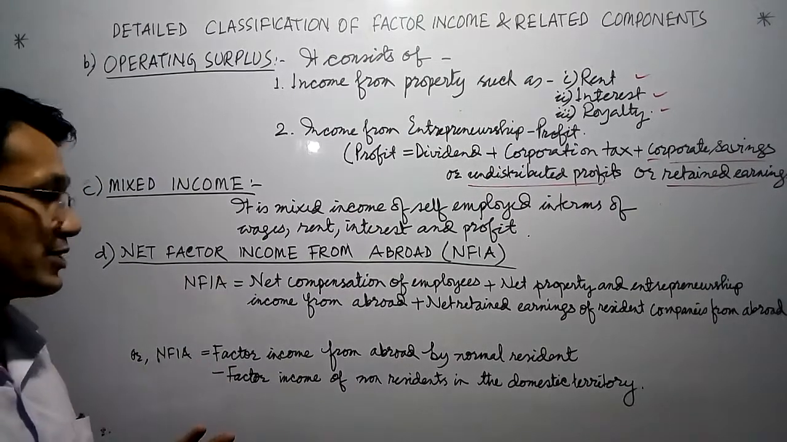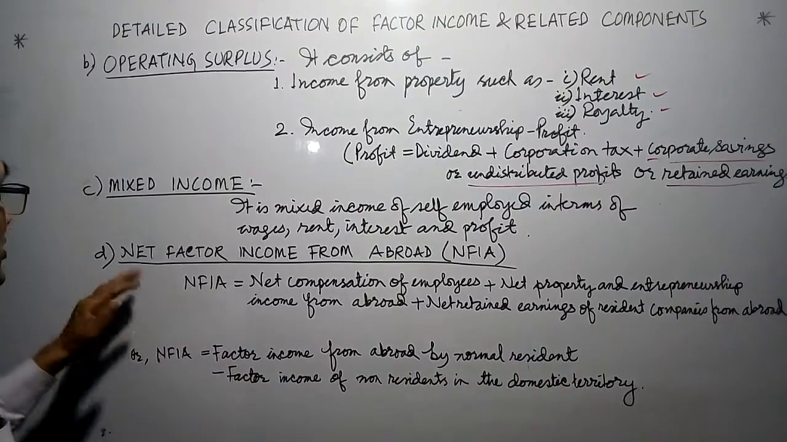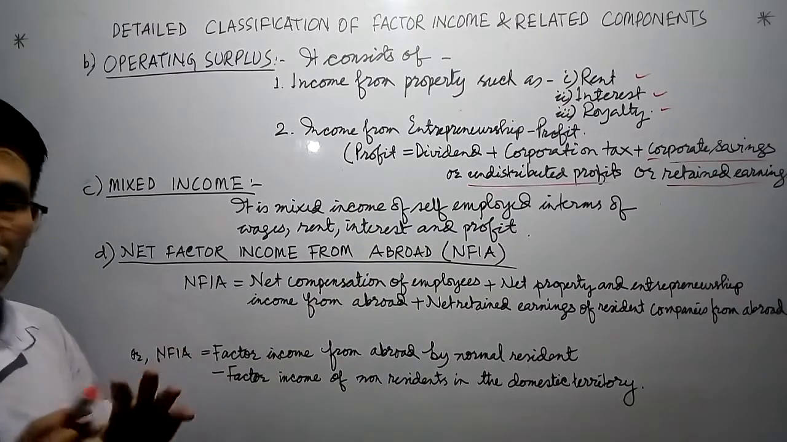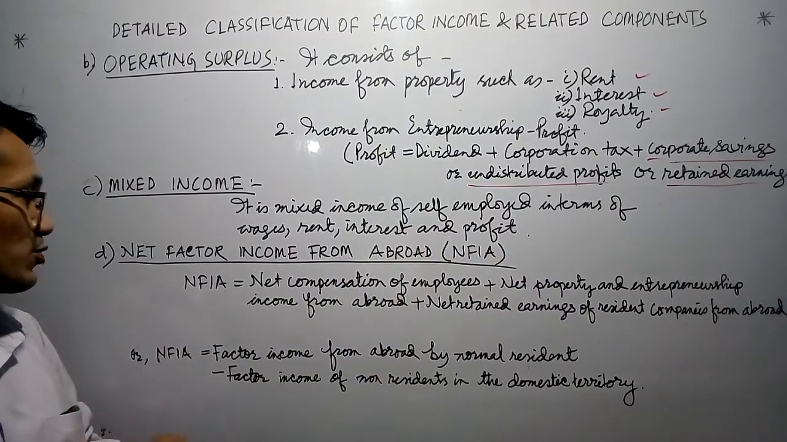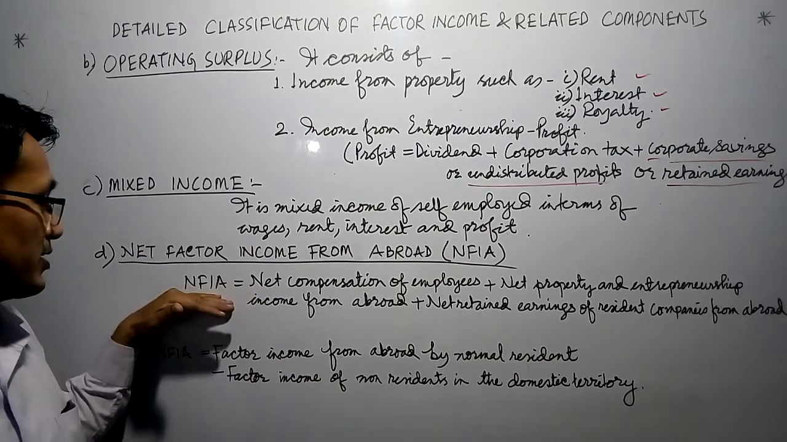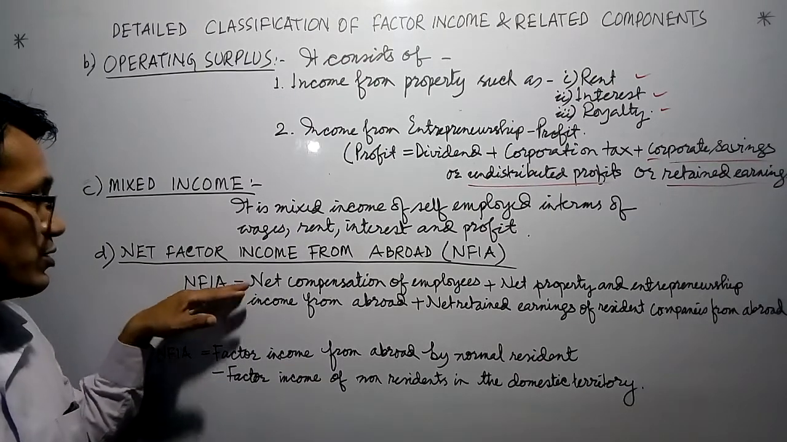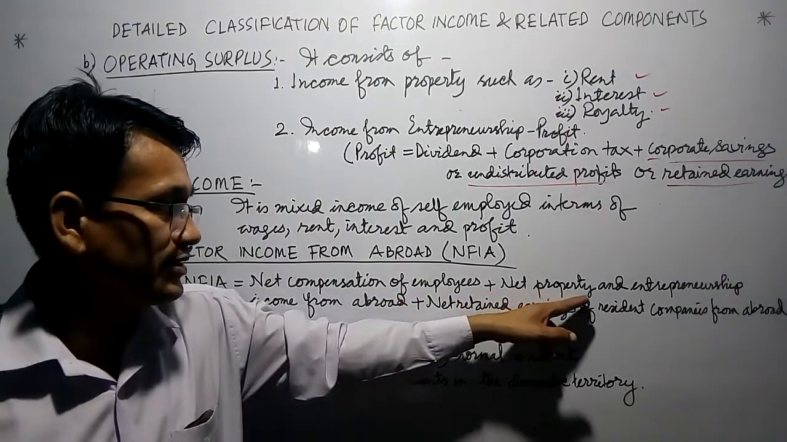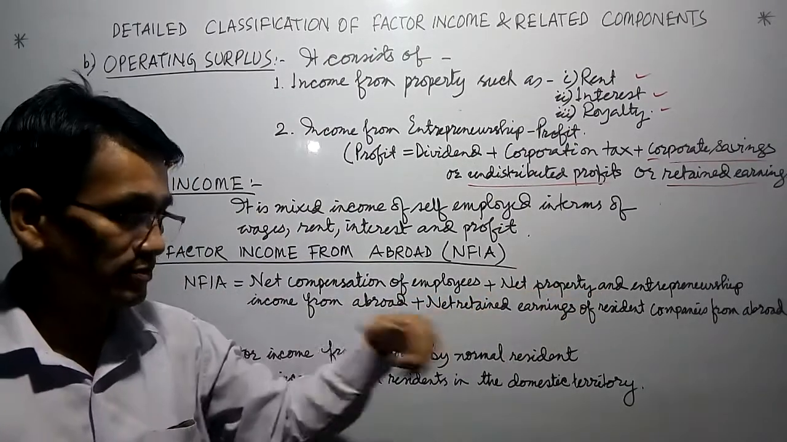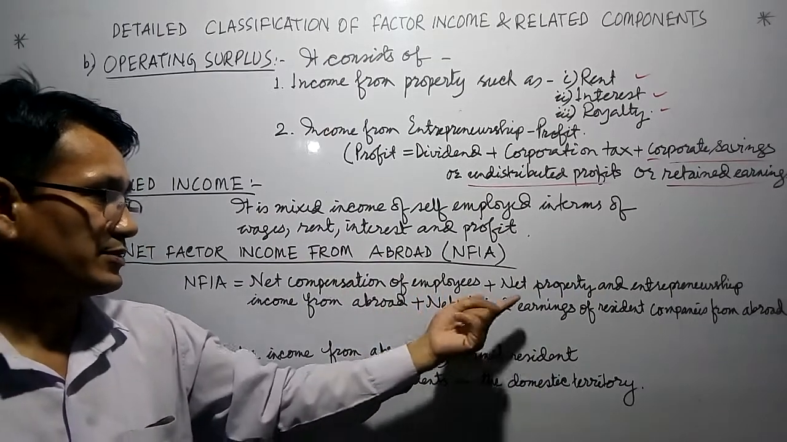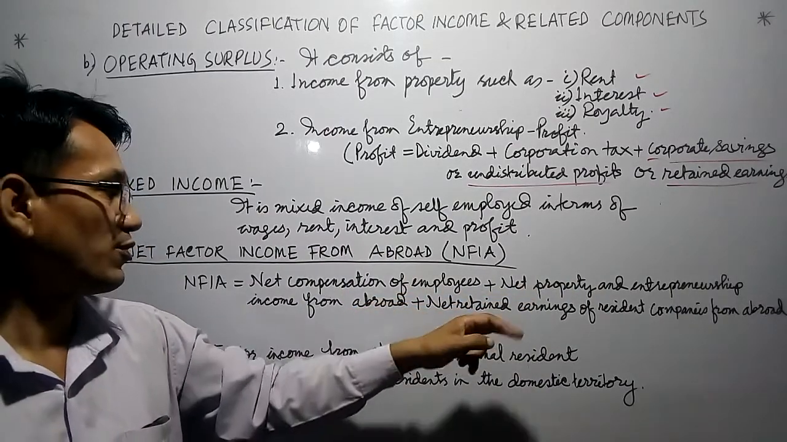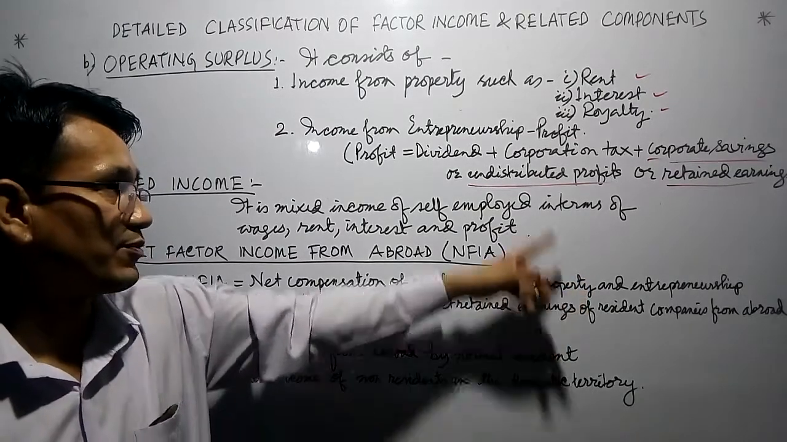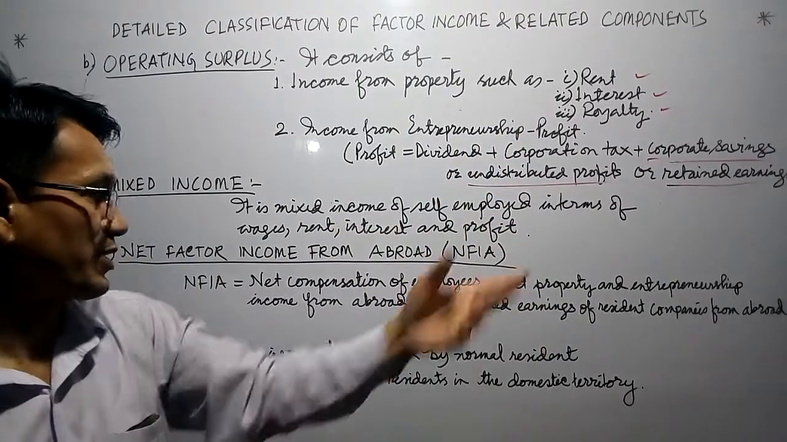Then the last component of the factor income is the net factor income from abroad, NFIA. So how do we get the net factor income from abroad? Net factor income from abroad is equal to net compensation of employees plus net property and entrepreneurship income. That means we also get factor income in the form of profit, or in the form of rent, interest and royalty from foreign countries.